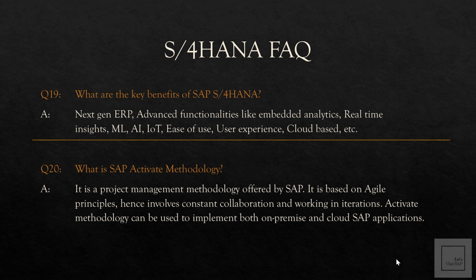Okay, the last question is, what is SAP Activate methodology? SAP Activate is a project management methodology offered by SAP. It is based on agile principles. Hence, it involves constant collaboration and working in iterations. Activate methodology can be used to implement both on-premise and cloud SAP applications.